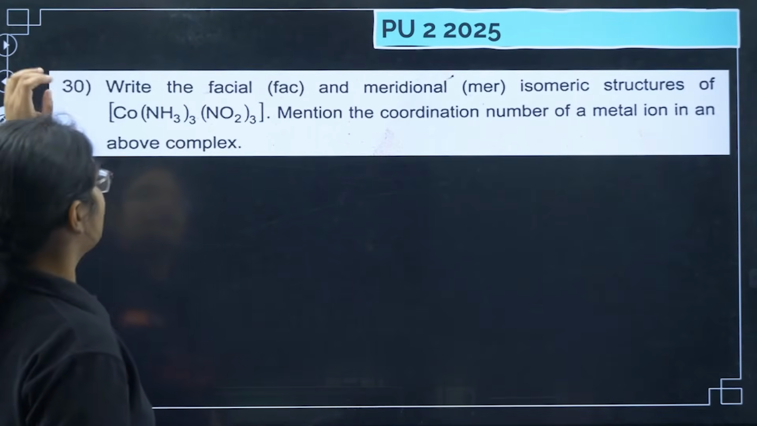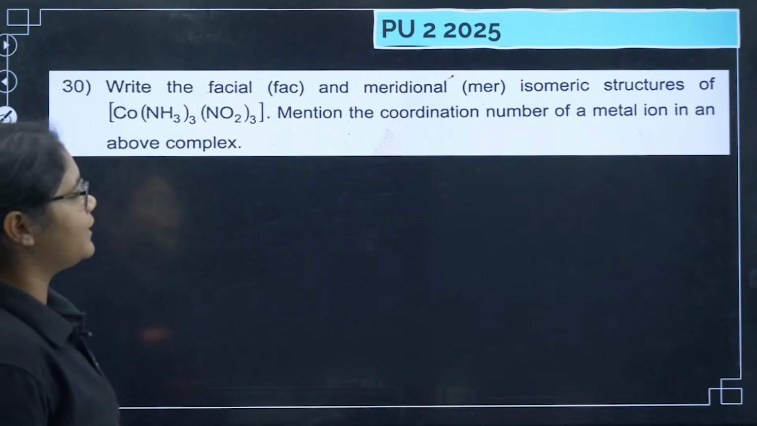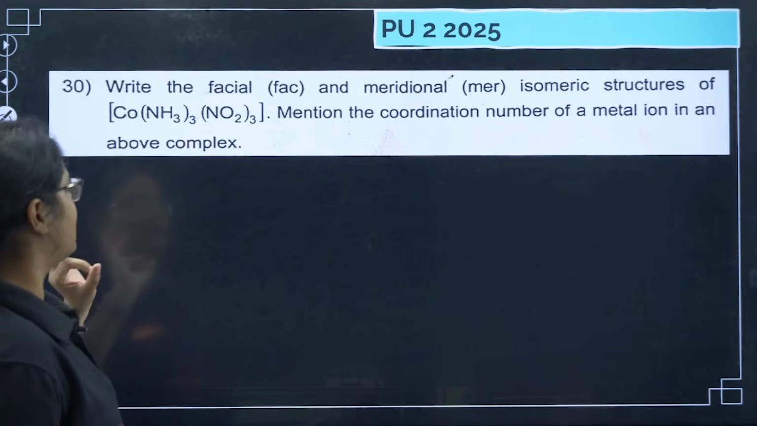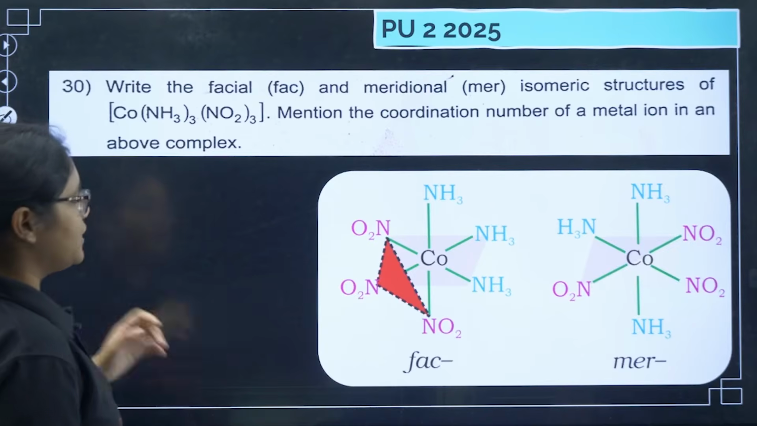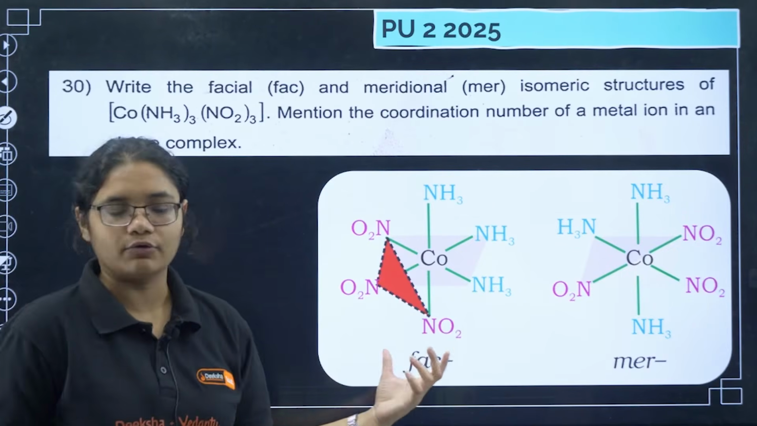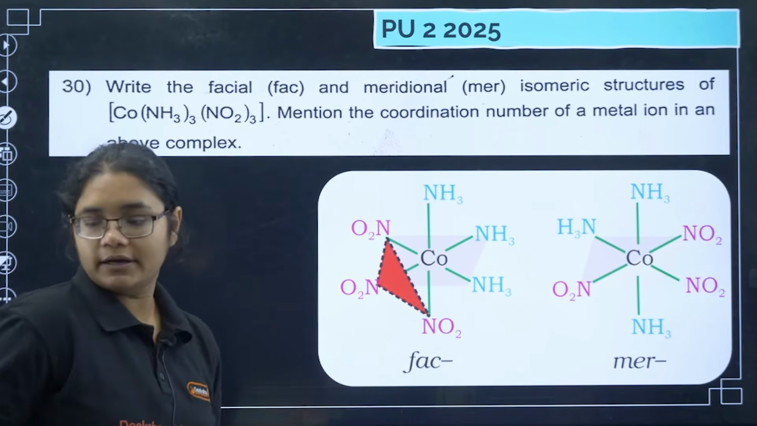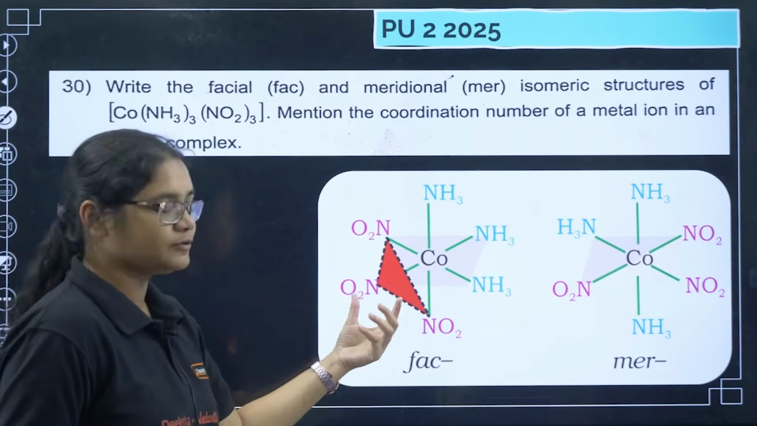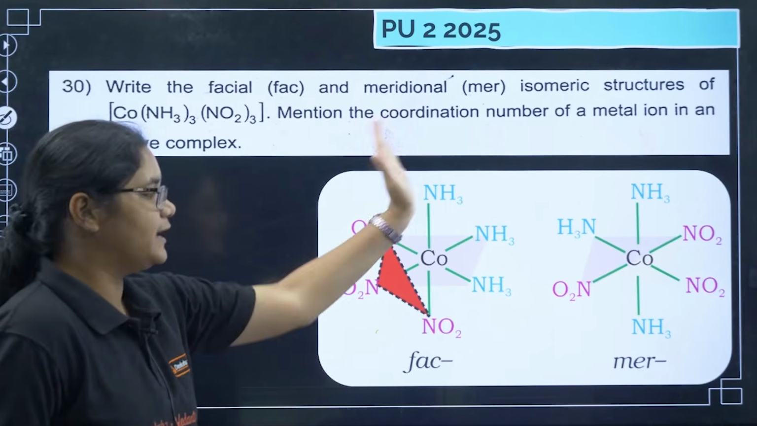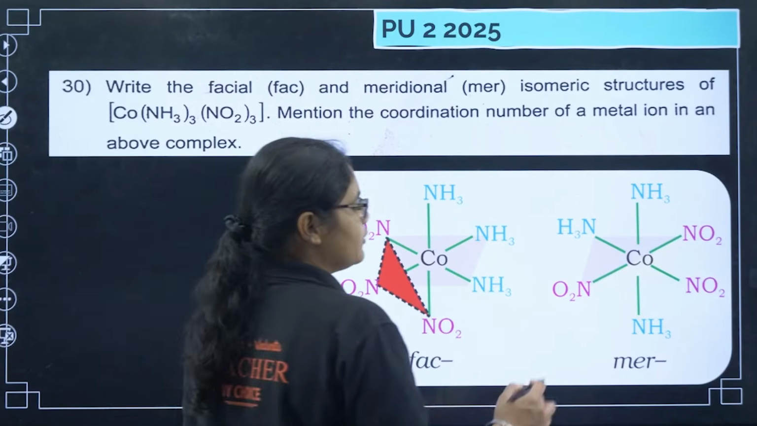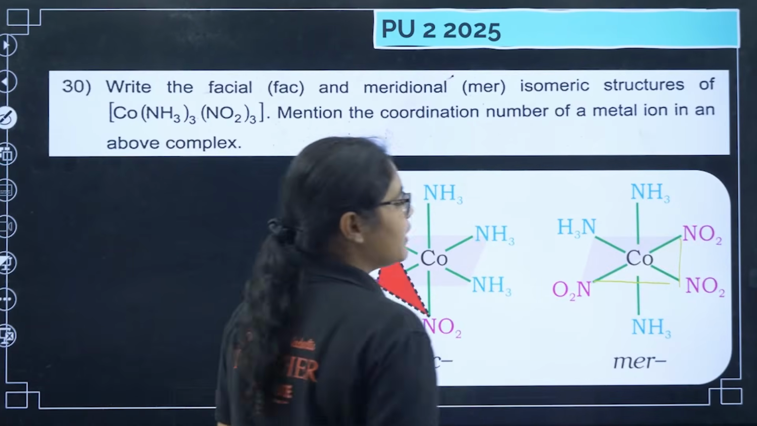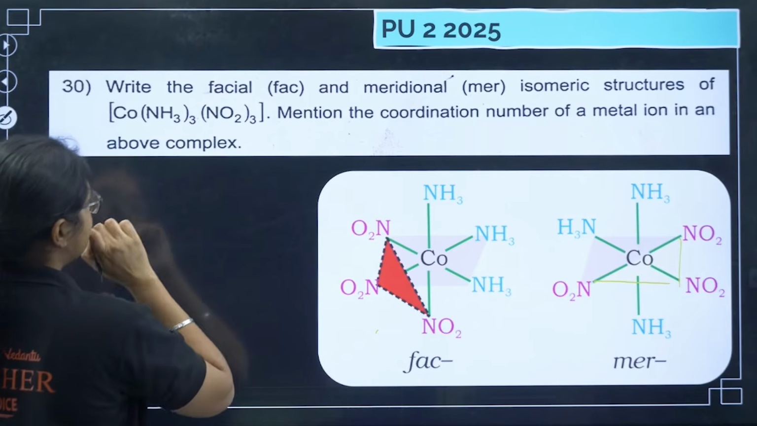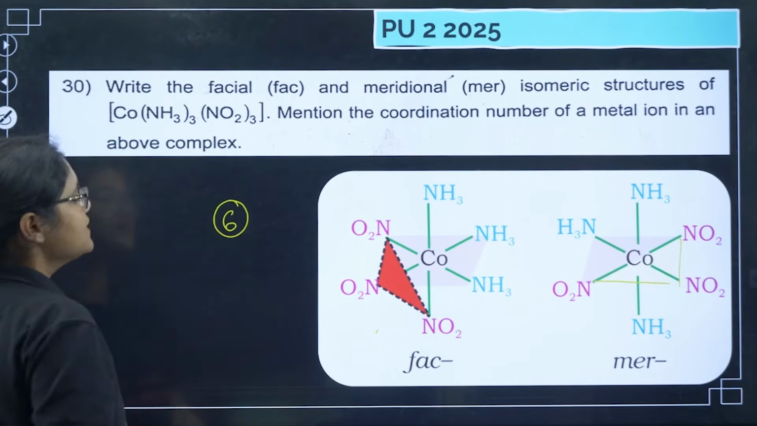Moving to the next one, what are the facial and meridional isomeric structures of this compound? Mention the coordination number of the metal ion in the above complex. So facial and meridional, you have remembered, you can draw it like this. So just a minute. Yeah. So facial, you can see 3 NO2 groups will be there at this point on one side and NH3 on another side, and in meridional 3 NO2 group will be present in one plane. Okay, and what is the coordination number? You can see there is 3 NH3 and 3 NO2, so total the coordination number is 6 here.